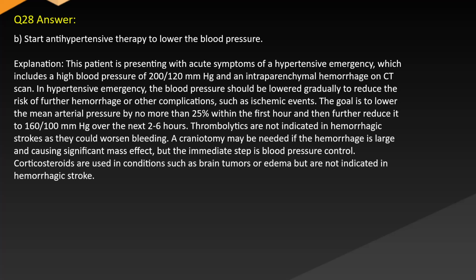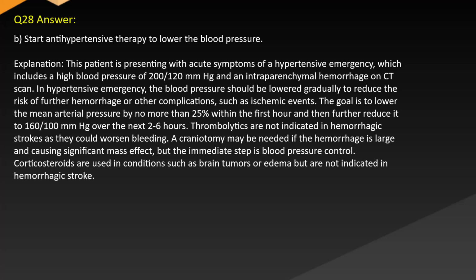Answer: B. Start antihypertensive therapy to lower the blood pressure. Explanation: This patient is presenting with acute symptoms of a hypertensive emergency, which includes a high blood pressure of 200 over 120 millimeters Hg and an intraparenchymal hemorrhage on CT scan. In hypertensive emergency, the blood pressure should be lowered gradually to reduce the risk of further hemorrhage or other complications such as ischemic events. The goal is to lower the mean arterial pressure by no more than 25% within the first hour, and then further reduce it to 160 to 100 millimeters Hg over the next 6 hours.